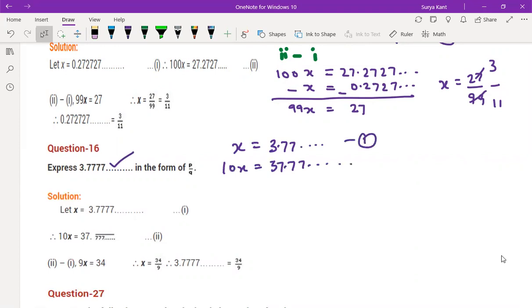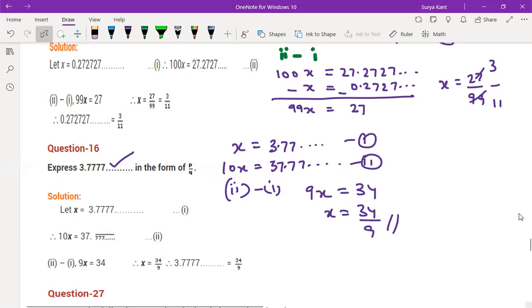This is the first equation, second equation, then second minus first. Second minus first. What do you get? 10x minus x is 9x is equal to 34. The x is equal to 34 by 9. Anyone having doubt in this? No?